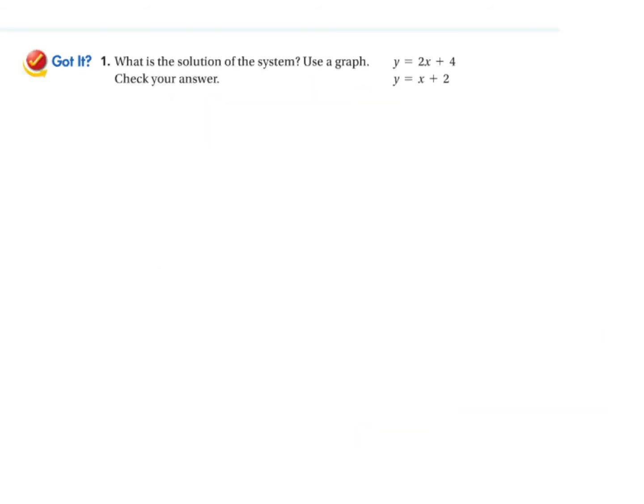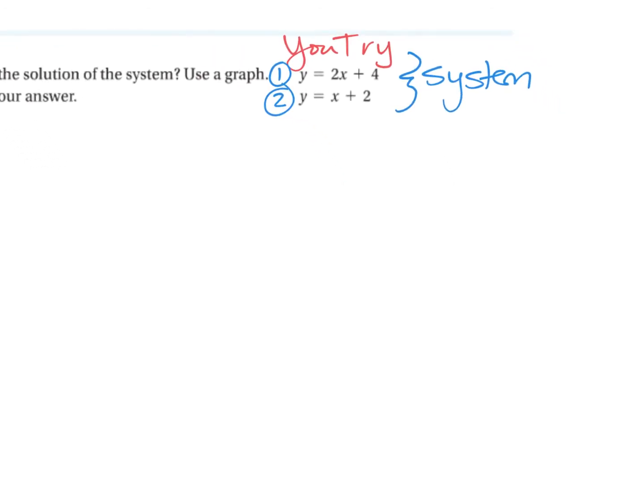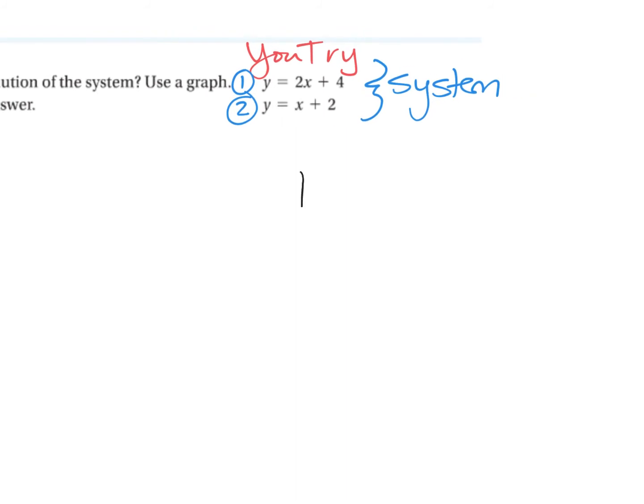All right, so let's try another one. Obviously, if we were in class together, I would do this as a you-try, but since I am not there, we're going to do it together. I can see again, I have 2 equations. That means this is what we call a system, 2 or more equations. We solve a system of equations by graphing both of them on a coordinate plane.